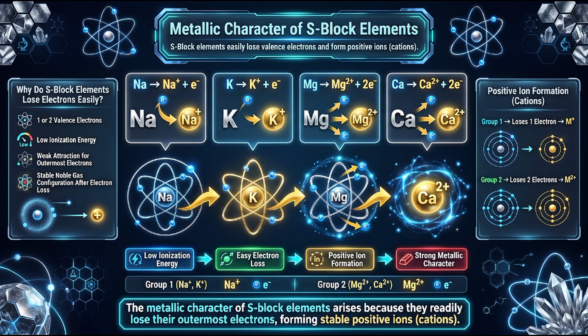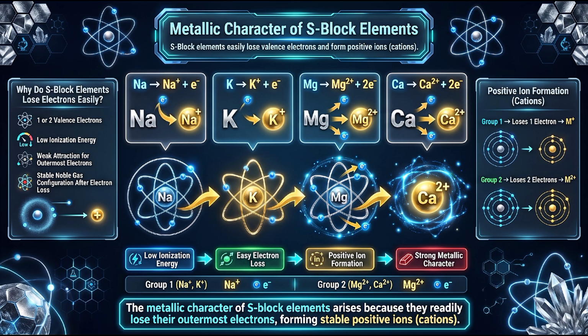Sodium belongs to Group 1 and has the electronic configuration 2,8,1. This means sodium has only 1 valence electron in its outermost shell. Since this single electron is weakly held by the nucleus, sodium can lose it very easily. The process is represented by the equation Na → Na+ + e-. This equation shows that a sodium atom loses 1 electron and becomes a sodium ion. Because 1 negatively charged electron has been removed, the sodium atom now possesses 1 more proton than electrons and therefore carries a positive charge of +1.